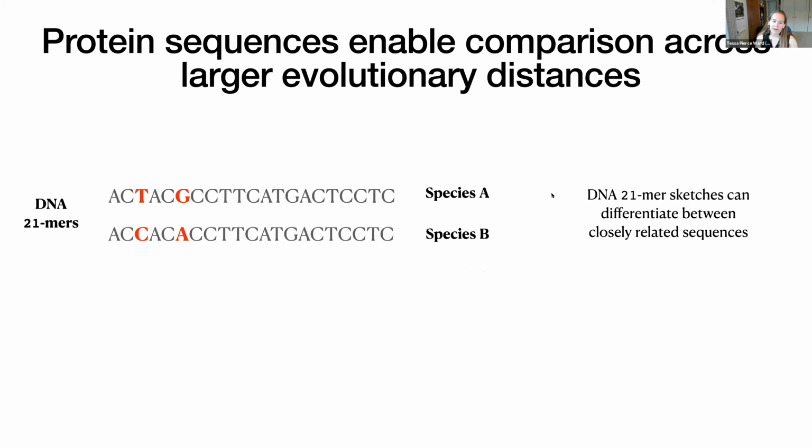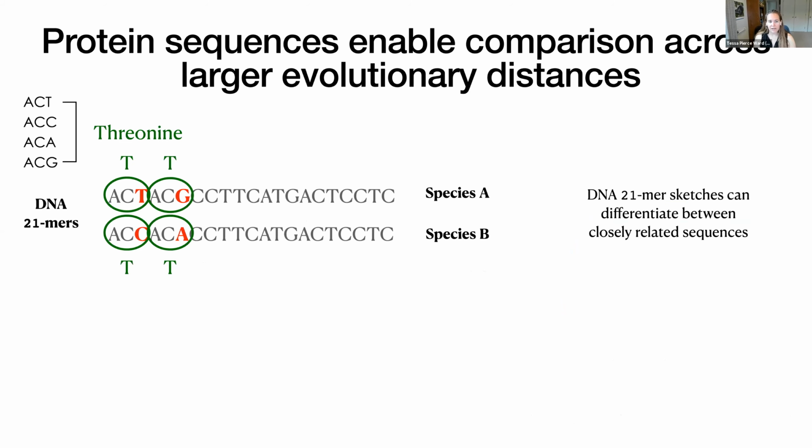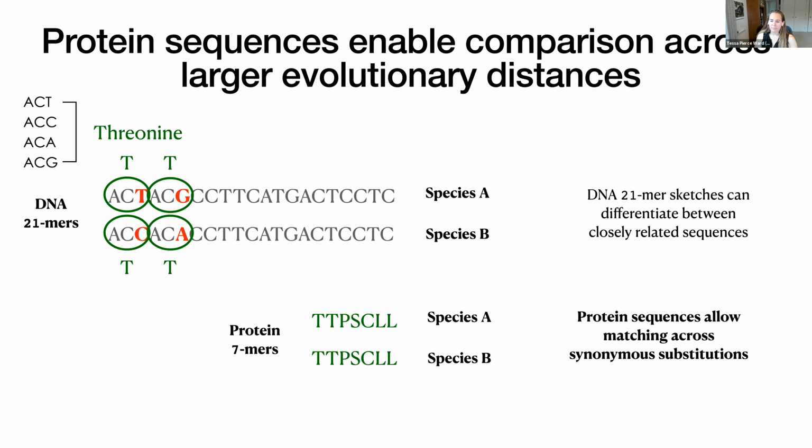If we have a couple example 21-mers with two base pair differences, in many cases, they are synonymous substitutions that end up as the same amino acid. And in this example, these two protein 7-mers are exactly identical. So this is just to illustrate that protein sequences allow matching across synonymous substitution.